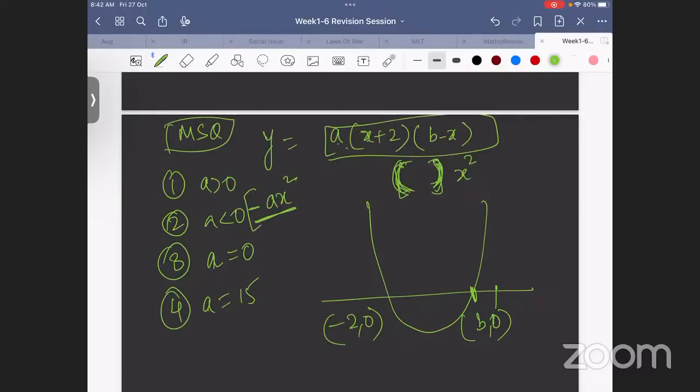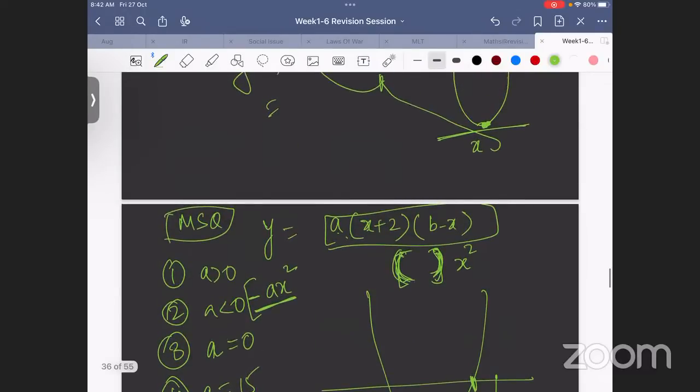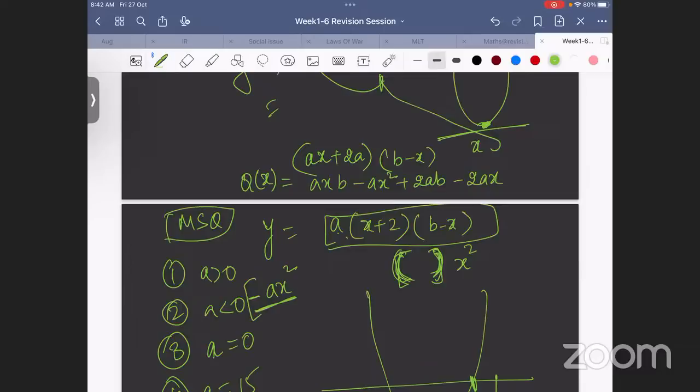How do we get this value? If you expand this equation, let me expand it wholly, and this is important. Similar type of problem can be there in exams. Understand this carefully. Ax plus 2a, and then you multiply with b minus x. What will be the value left? Ax b minus x square plus 2ab minus 2ax. Is this the equation you'll be getting after expanding? Yes, sir.